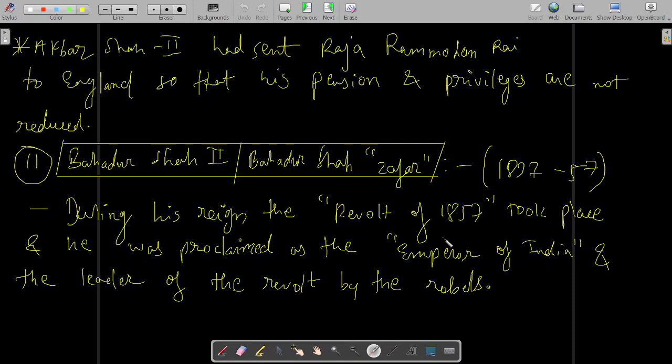He was given the position of symbolic head of the revolt of 1857. Bahadur Shah Zafar was the symbolic head of the revolt, although he did not contribute in the revolt, because he was too old in 1857 when he was king. He was too old to be fighting at the battlefield, so he was not able to fight at all. He was 60 plus at that time. So the rebels had proclaimed him Emperor of India as a symbolic head.